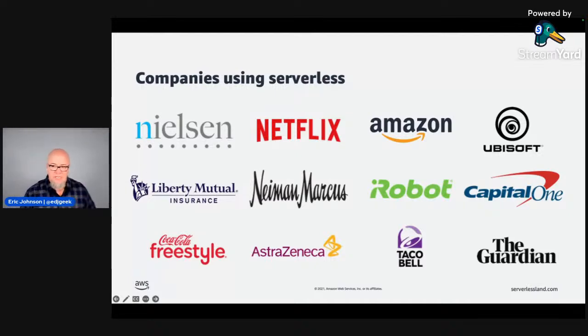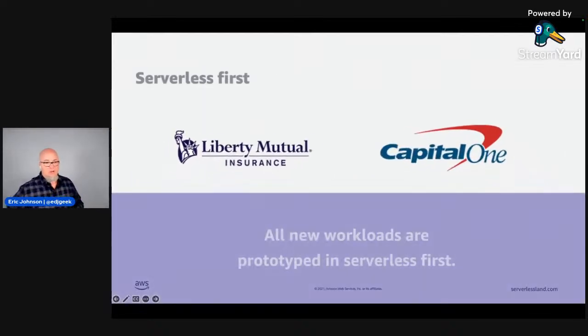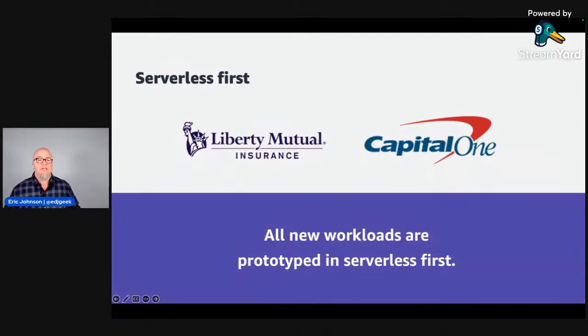And the interesting thing is, a lot of the companies are doing what we call a serverless-first approach. And that means that everything they build, these are just two examples, Liberty Mutual is a worldwide insurance company. Capital One is a global bank. Both of them build everything in serverless. Now, does serverless meet every workload? Most, especially when you use serverless compute. Yeah, it does. So they start with serverless, using Lambda functions and Step Functions and all those things I showed you earlier.